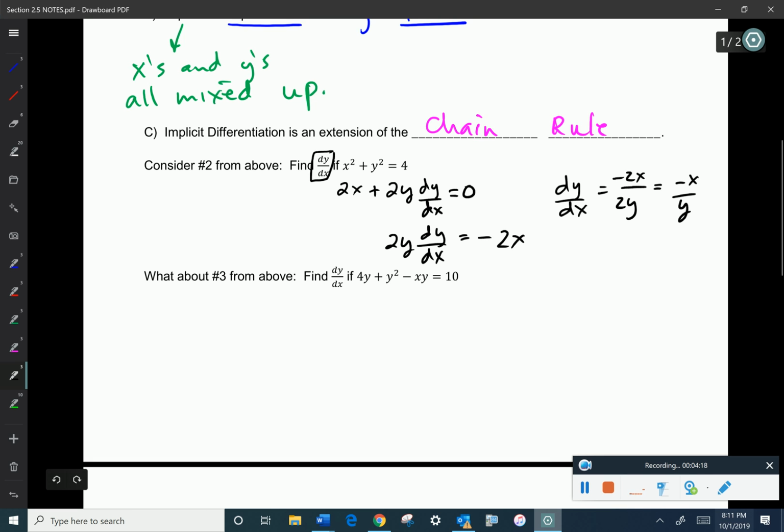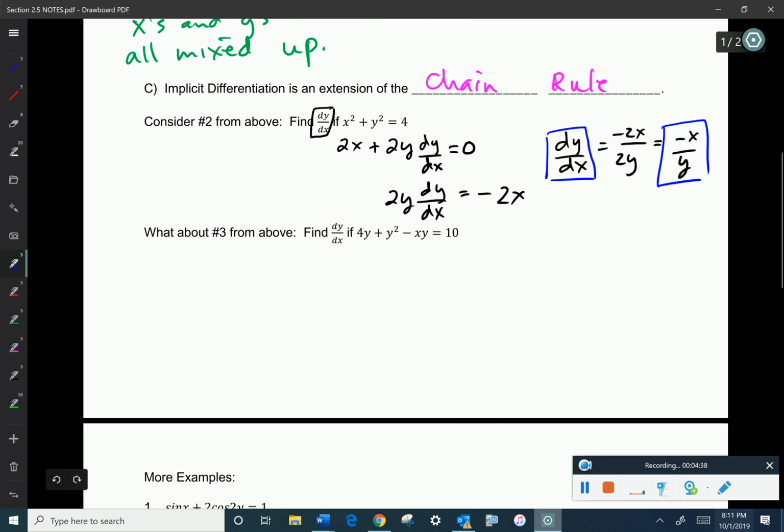So when we do implicit differentiation, yeah, we're going to get a derivative. So this dy/dx is the same as saying y prime or f prime. But this time, the answer could very well be in terms of both x and y, unlike what we've done in the past where we always had just x's on that side. Okay, so take a look at number 3 from above.